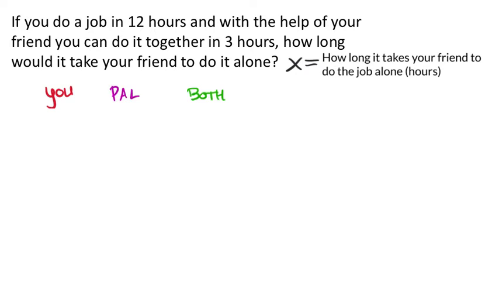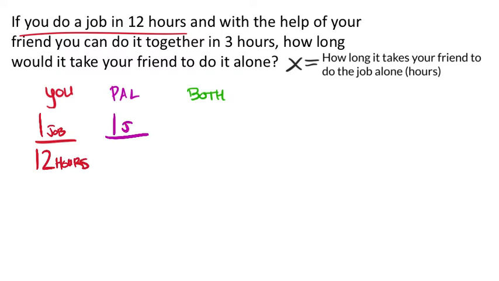Well, you, up here it says you can do the job in 12 hours. Now it didn't say you could do 5 jobs in 12 hours. So when I set up this fraction, my numerator is one job. You can do one job, but it will take you 12 hours. Your pal, it says, how long would it take your friend to do it? Again, that would represent one job. But we do not know how long it will take your friend to do that job.